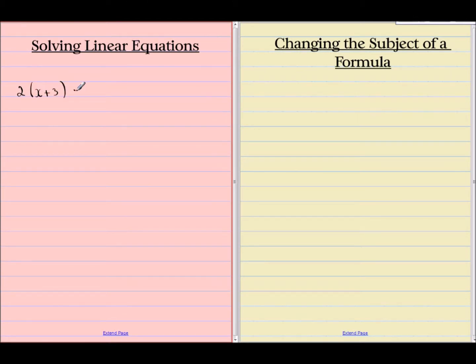So here we've got 2 brackets x plus 3 equals 1 minus x all over 3. First thing we need to do is get rid of that fraction by multiplying through everything with a 3. 2 times 3 is 6, so that changes the outside of the brackets. 1 times 3 is 3, and then the fraction goes.